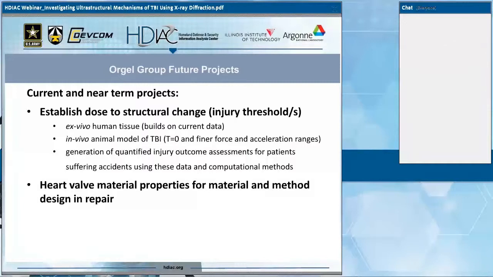then build the in vivo animal models, particularly that time equals 0, right after impact, to get some insight as to what's occurring due to cellular cascade, what's happening due to the trauma itself, and all the things in between that. But then also to look at getting a finer grade of force application, of dose, if you like, to try and elucidate what else may be happening in terms of the packing changes, and then also looking at acceleration ranges. Now, the motivation for this is to generate quantified injury outcome assessments for patients, and to use these using computational methods and accumulated data, ultimately looking at ideal options for intervention and for therapy.